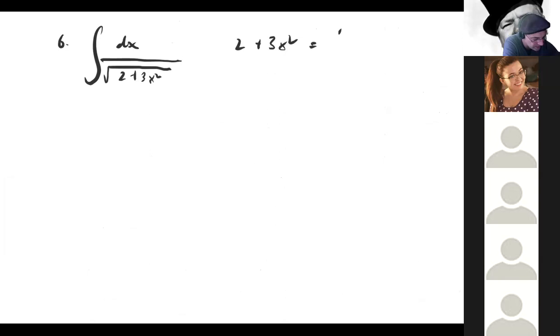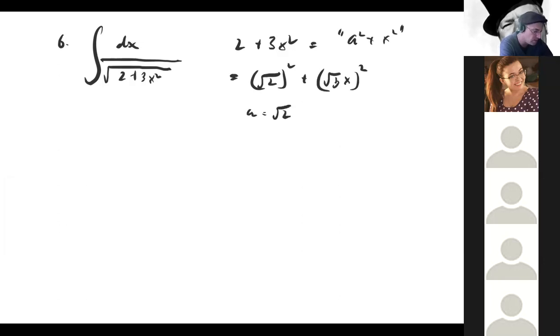I want to write this as a squared plus x squared, sort of, right? So what do I mean by that? I'm going to think of this as the square root of 2 quantity squared plus the square root of 3x quantity squared. So the a would be the square root of 2, and the other term would be not x, but the square root of 3x. So what that tells me is that the substitution is to let the square root of 3x equal, well, this would be the tangent substitution. So it would be a tangent theta, so the square root of 3 times the tangent of theta.